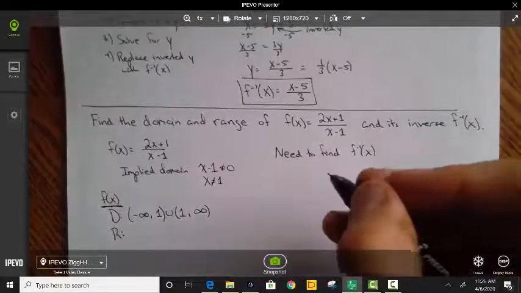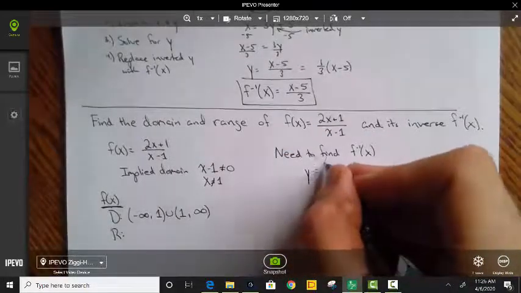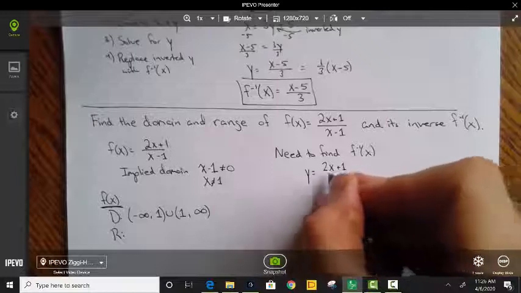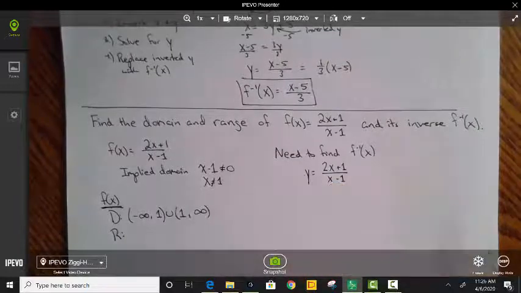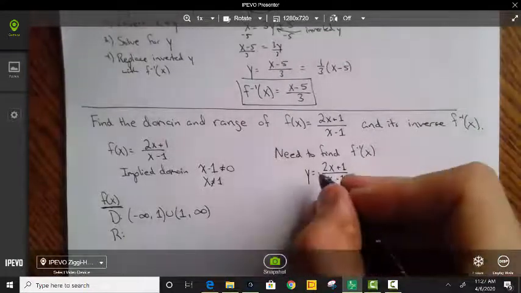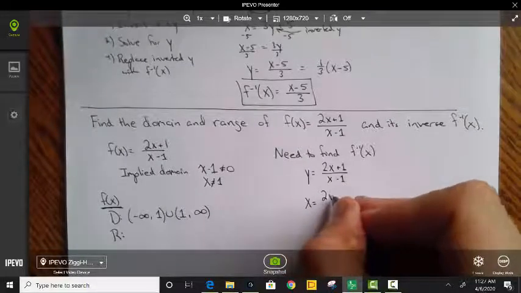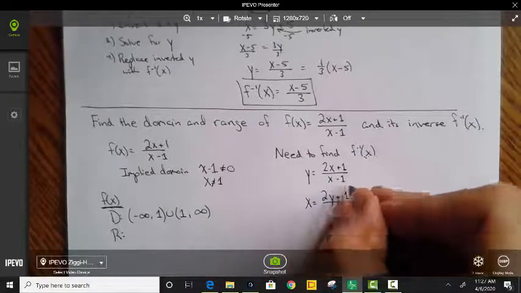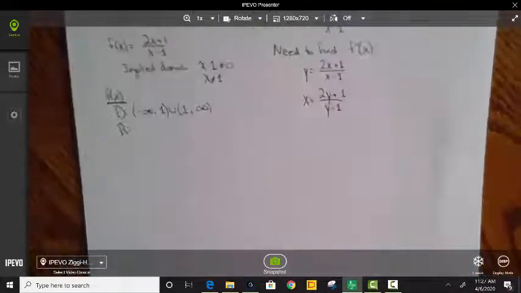Alright, and it's the same process that we just did up here. Step 1 is going to be to replace f of x with y. So we just write it out like a standard equation. y equals 2x plus 1 over x minus 1. Then we're going to invert it, which means that this y is going to become x, and both of these x's are going to become y's. And then now we're going to resolve for y.